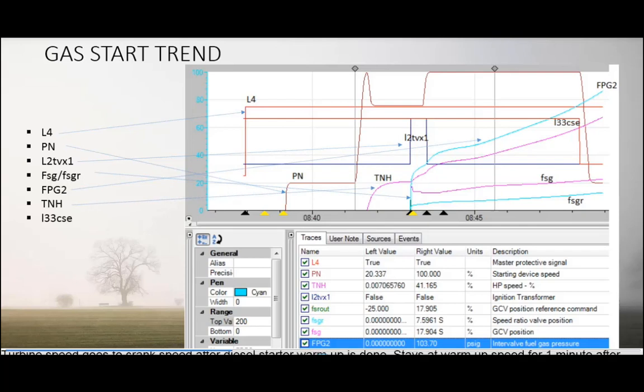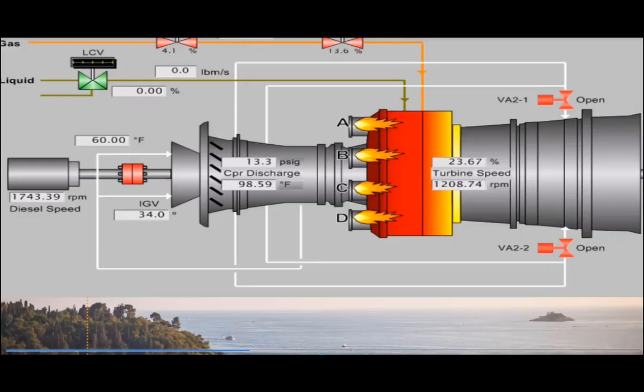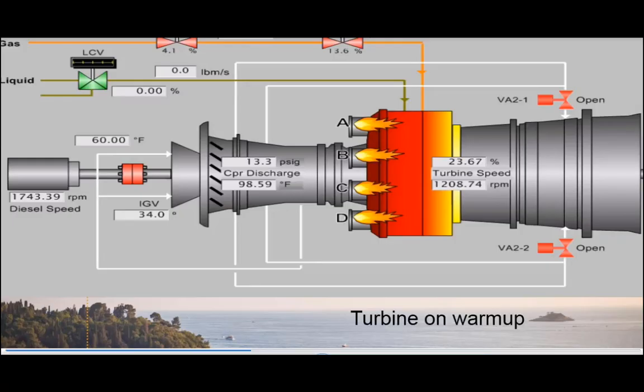Turbine speed goes to crank speed after diesel starter warm-up is done. Stays at warm-up speed for 1 minute after ignition. Accelerates to full speed when warm-up time is up. Starting clutch is disengaged at about 60% speed and diesel engine starter is stopped. Let's go back to the HMI and see how the turbine is doing on a warm-up.